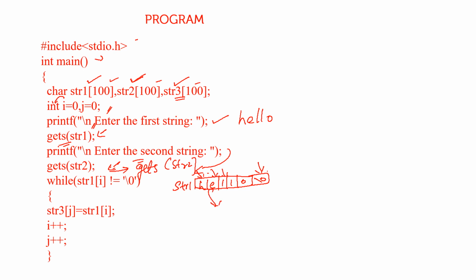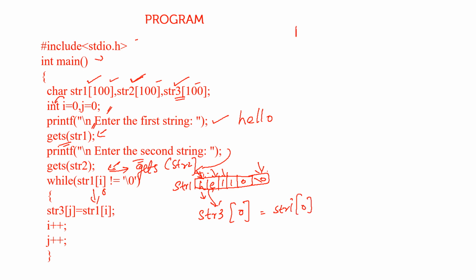Okay, so how will you copy? Enter into the loop. For the first case, i will be equal to 0. Is string 1 of 0 not equal to a null character? Yes, it is true. It is not a null character. H is there. Okay, now what will be assigned? It will be copied to your string 3 of j. j is also initialized to 0. So string 3 of 0 will be assigned as string 1 of 0.